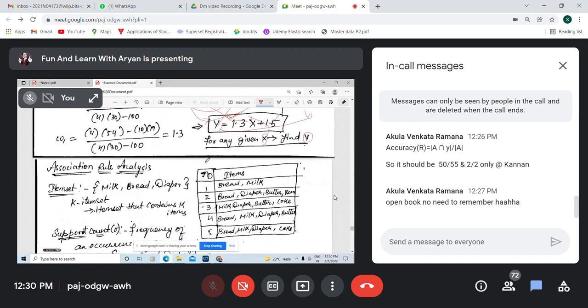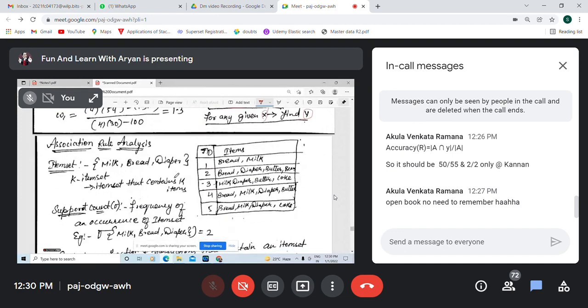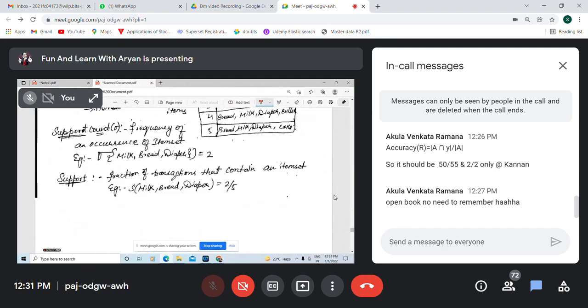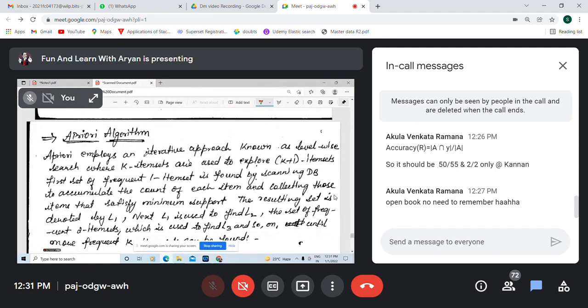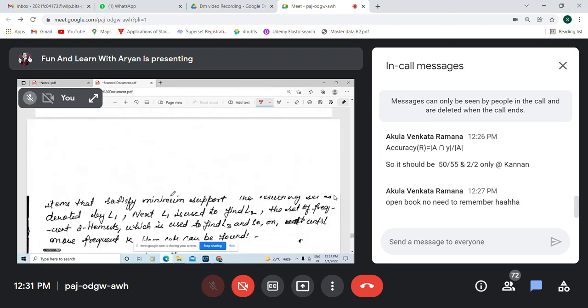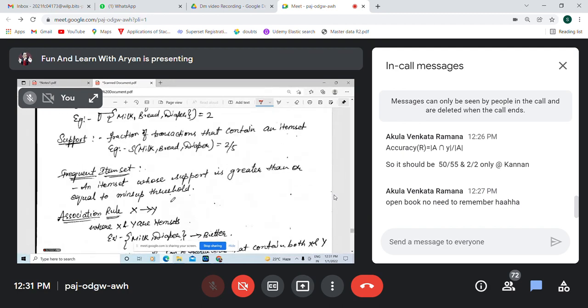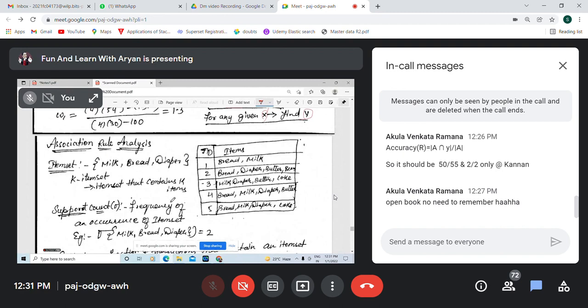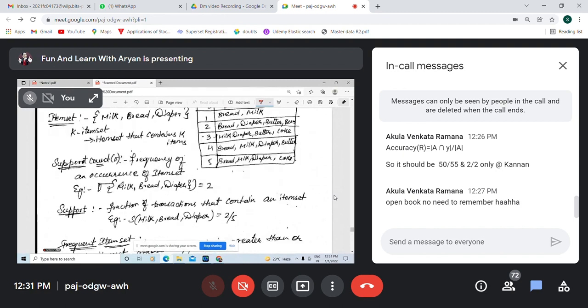Next, association rule analysis. I'll just quickly finish this. So this is one important algorithm, the apriori algorithm. But first I will tell you how to do this association rule analysis. You do it based on the support count. Support count is nothing but the frequency of occurrence of an item set.